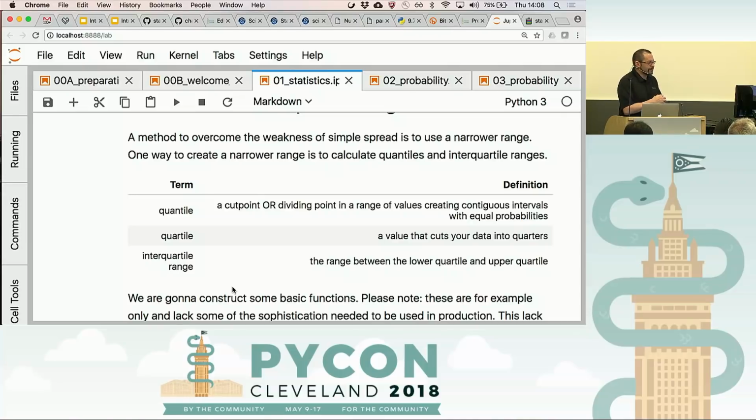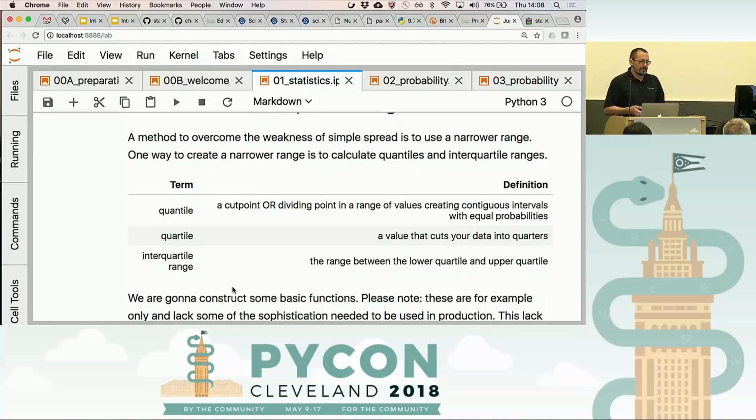A quantile is a cut point or a dividing point, right, in a sequence of values. And those cut points will break those values up into what we call contiguous intervals, or intervals that butt right up against each other. So they have a nice continuous flow. And those cut points are defined, essentially, so that they break up all of your values into equal probabilities. The stuff in this lower quantile has as much probability of appearing as the stuff in the middle, et cetera, et cetera. Quartiles are values that cut your data into quarters.